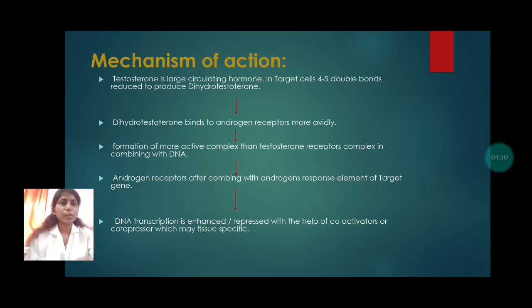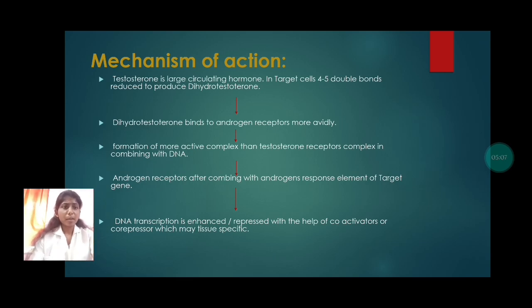Mechanism of action. Testosterone is the main circulating hormone in the male, and in target cells the 4 to 5 double bond is reduced to produce dihydrotestosterone. We have seen that testosterone is converted into dihydrotestosterone by the 5-alpha steroid reductase enzyme. Dihydrotestosterone binds to the androgen receptors more avidly, forming a more active complex than the testosterone receptor complex in combining with the DNA.